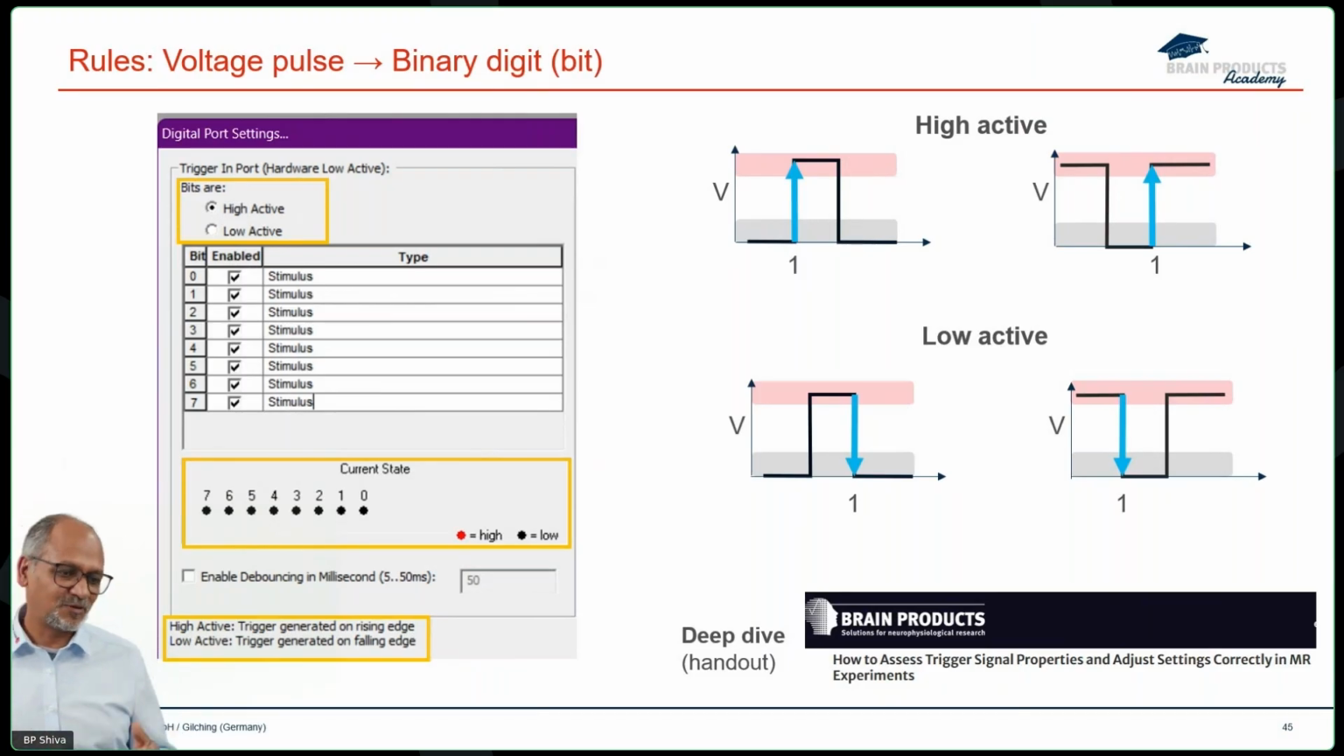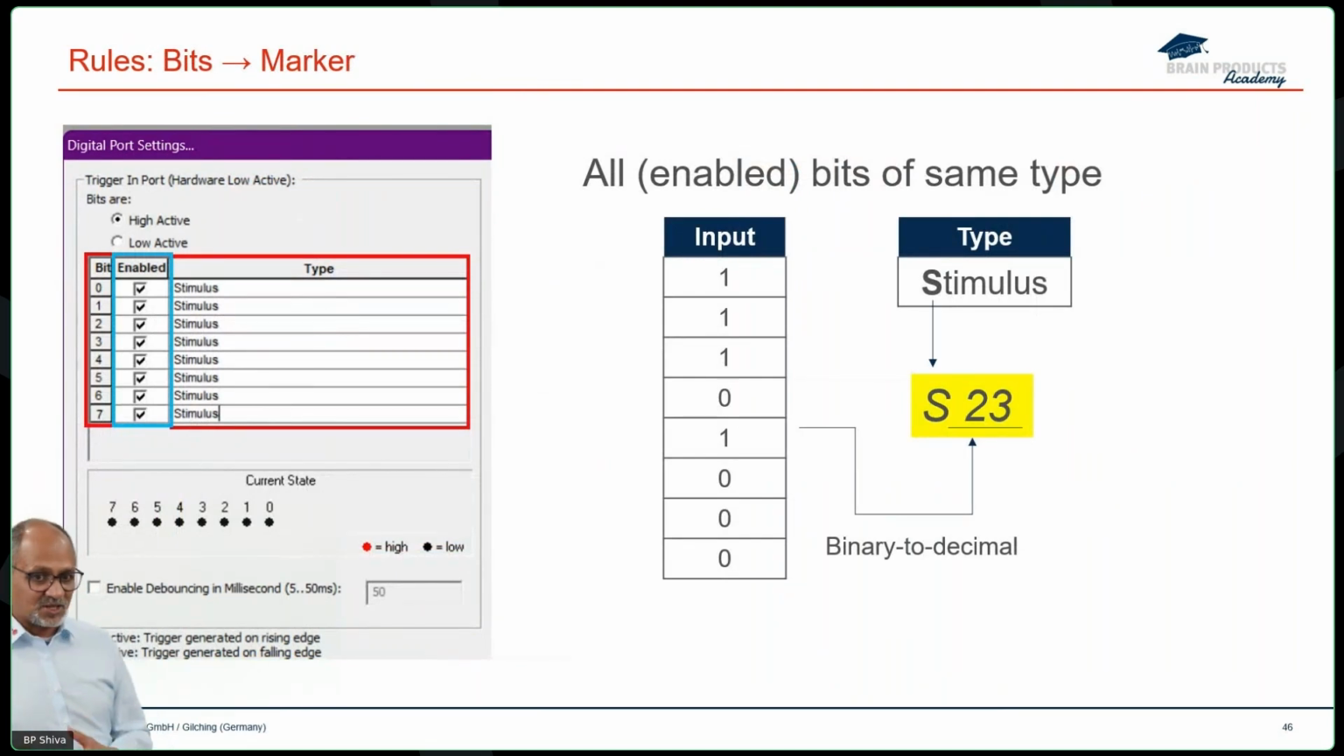Again, it's a systematic set of rules that applies no matter what you send across a wide range of inputs. And a colleague of ours, Alex Kreilinger, has written a very nice article that you can get a deep dive into all these various effects of the high active and low active. And this is also in the handout, a link to this. Now, what is crucial here is how bits turn into markers once they have been converted from voltage pulses into bits. And this information is decided by these rules here.